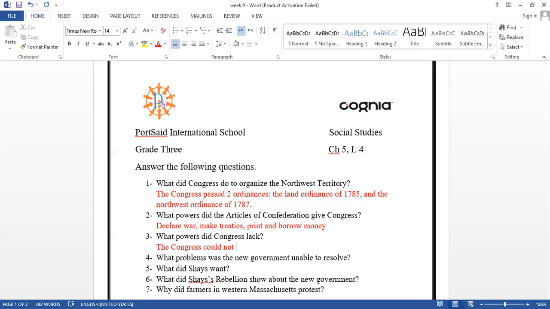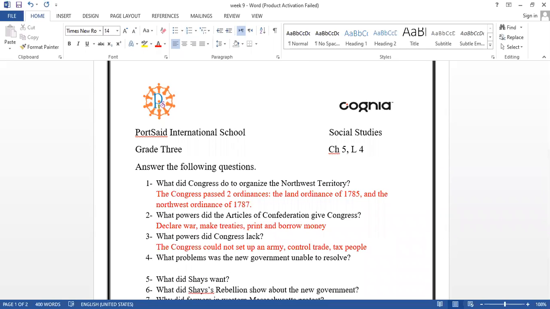They can't set up an army, right? Yes, they can't set up an army. What else? The Congress couldn't control trade. Each state's trade was up to itself, so it couldn't control trade. What else? Tax people. So the Congress couldn't do three things: set up an army, control trade, or tax people. Okay. So you, Yasin, again, because you didn't answer this question.